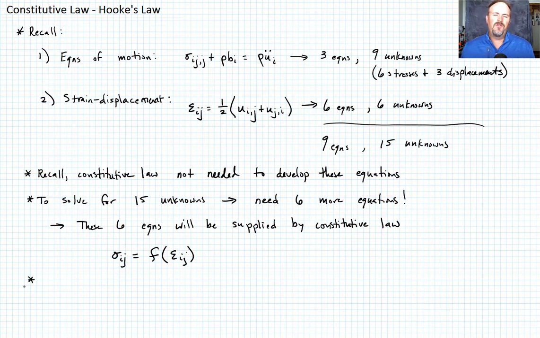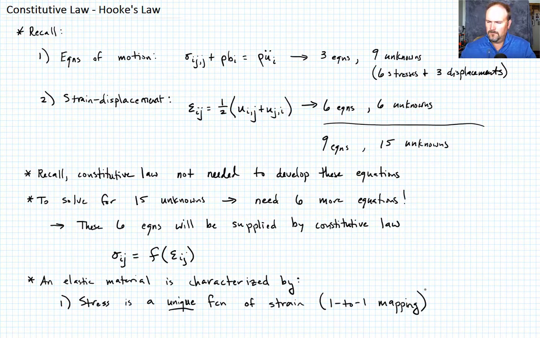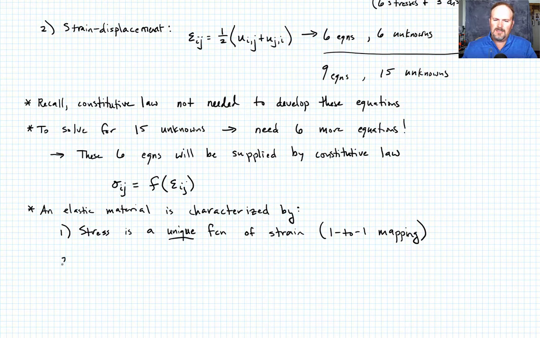So we're going to develop the equations in this section for a linear elastic material, but I want to back up to just an elastic material to begin with, and say that we can define elastic material behavior as follows. An elastic material is characterized by, number one, that stress is a unique function of strain. And what does that mean? It means it's a one-to-one mapping. The other feature about an elastic material is that it completely recovers its original shape once you remove the loads or the displacements that you've applied. So it doesn't change its shape permanently.